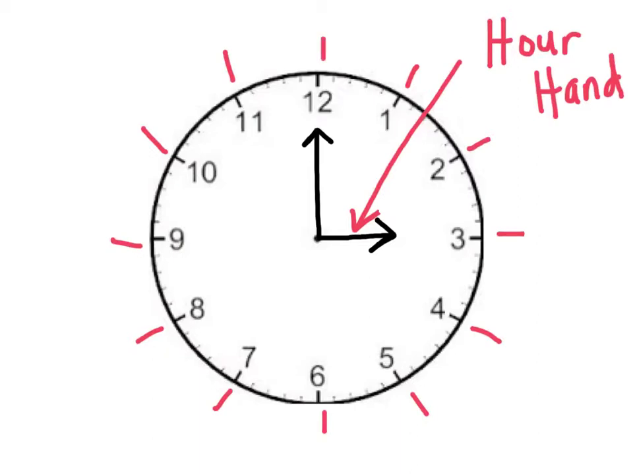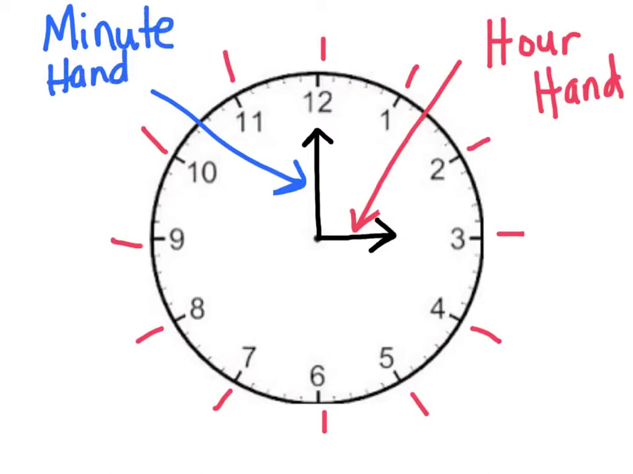The hour hand, or the short hand, lets us know what hour. When we look at this short hand, it is pointing at the 3, so we know it is pointing to the third hour, 3 o'clock. Now let's talk about the long hand, or as we all know, the minute hand.